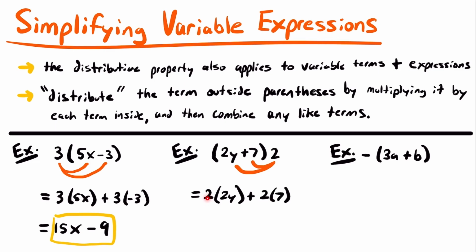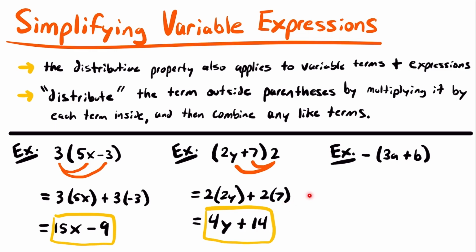Now multiplying this constant by this variable term, you want to multiply 2 by the coefficient. So 2 times 2 is 4, and so you get 4 times y, right? You want to keep that same variable part of y, and then we know that 2 times 7 is 14, so we get 4y plus 14. All right, so that would be the simplified form of this variable expression using the distributive property.